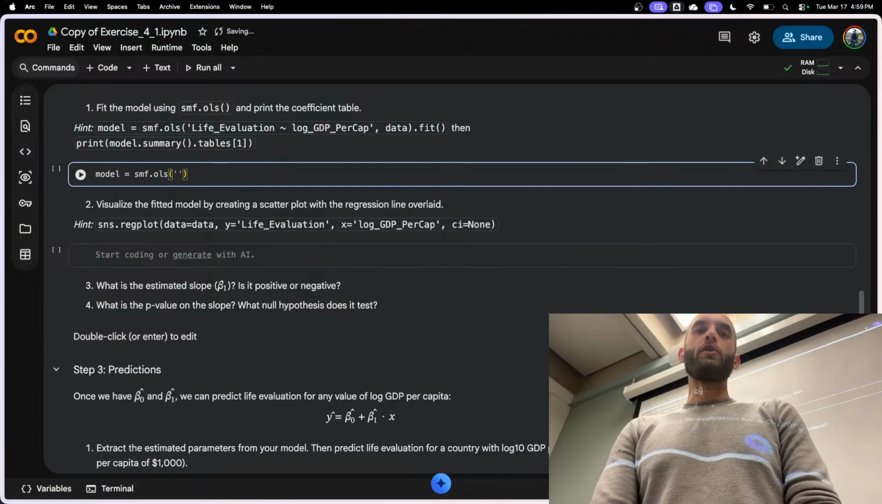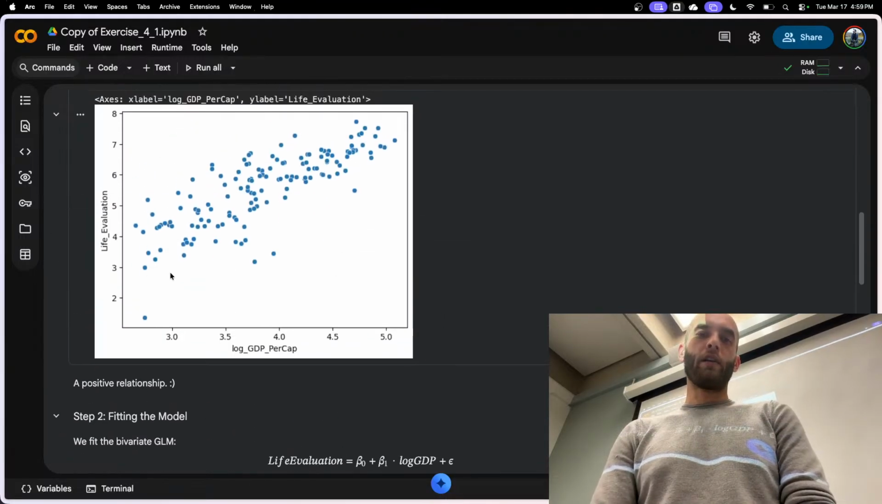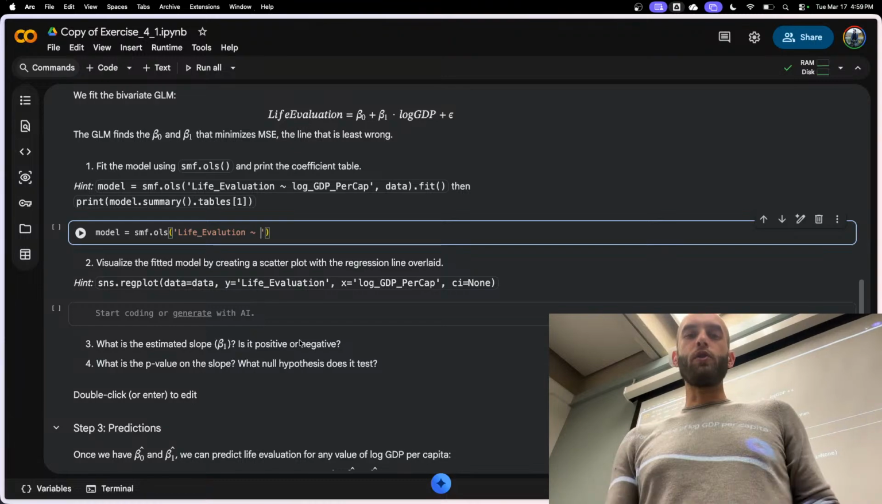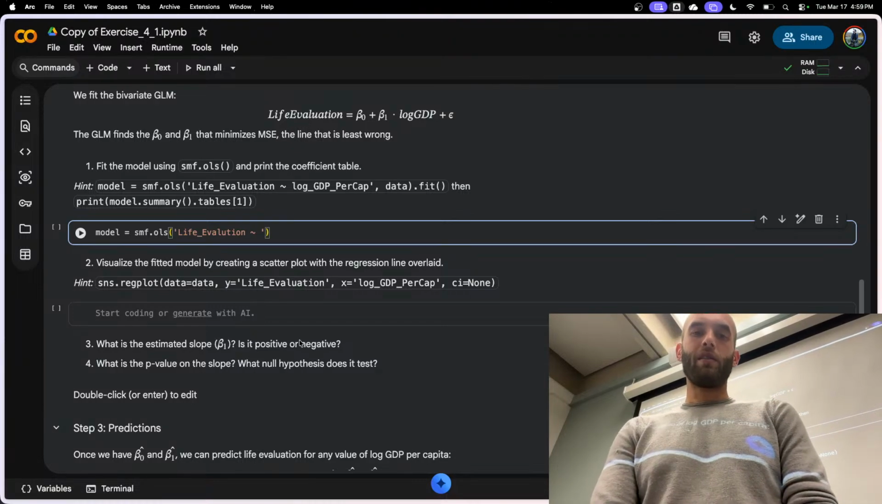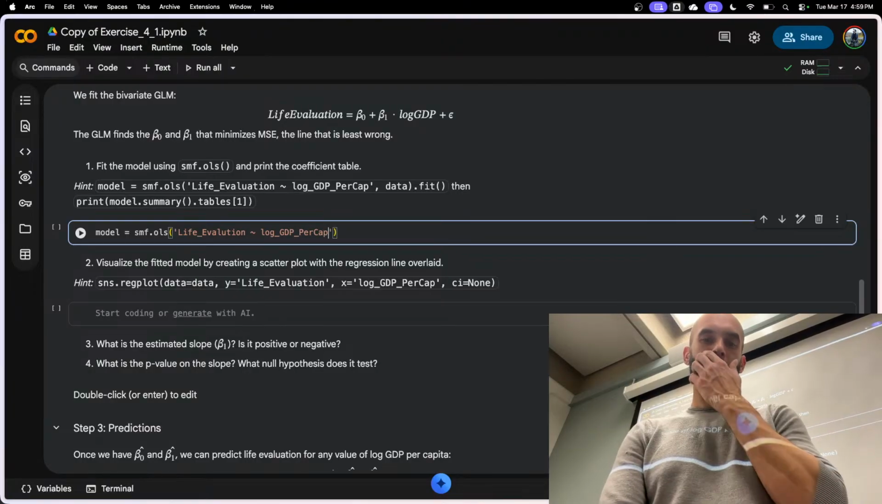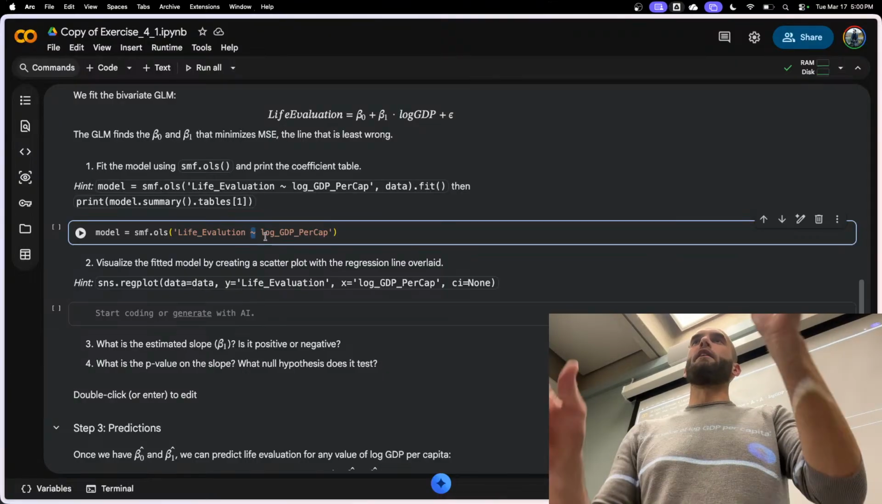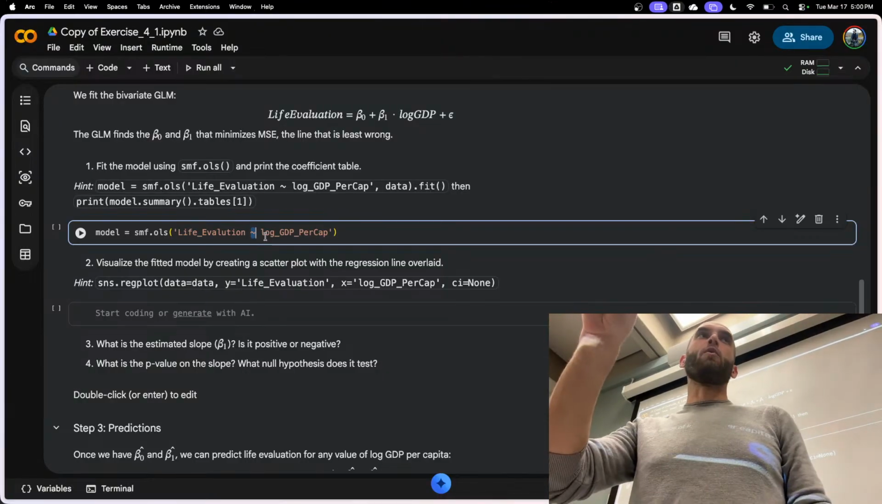And then we're going to give it the y variable. So we have life evaluation, which is our y variable. It's on the vertical axis, like we've set up in our figure here. So we're trying to predict life evaluation using log GDP per capita. And then we're going to predict with log GDP per capita. Okay, so this is our predictor variable, and this is our outcome variable. This tilde is basically statsmodels' formula language for an equals sign.